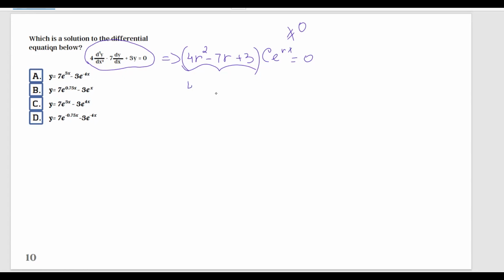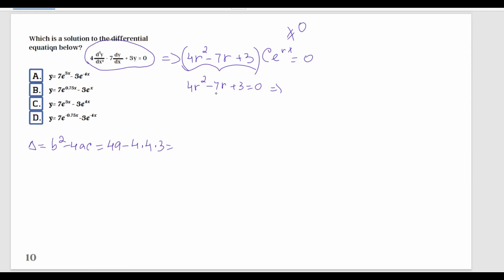So we're going to say 4r squared minus 7r plus 3 equals 0. And this becomes a second degree equation, and we calculate the delta and the solutions for it. So let's do that. Now let's calculate these solutions for a second degree equation. First, we're going to calculate the delta equals b squared minus 4ac. This is 49 minus 4 times 4 times 3.